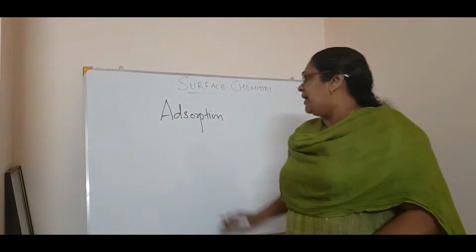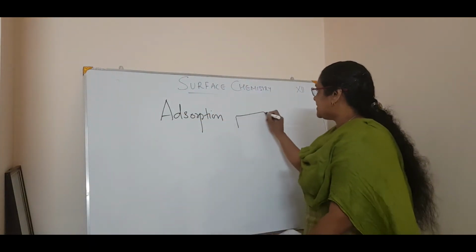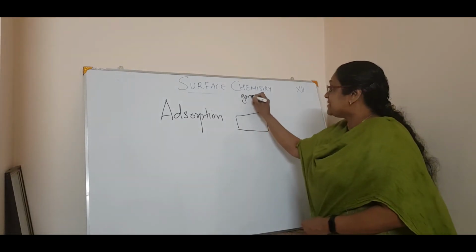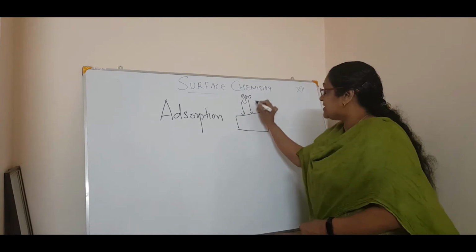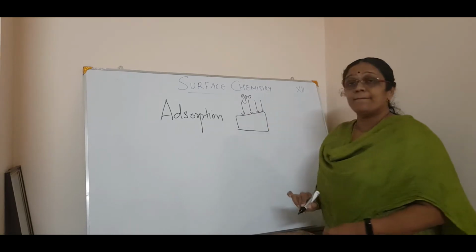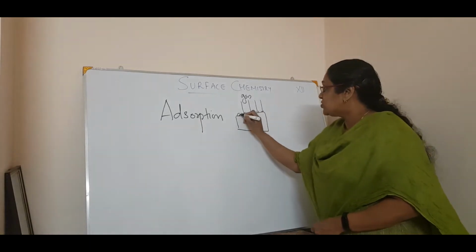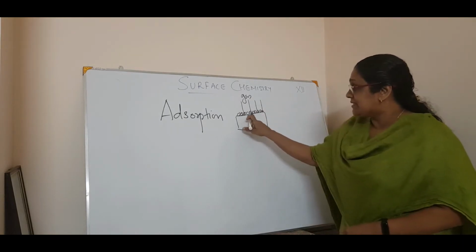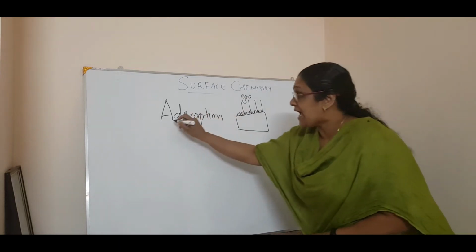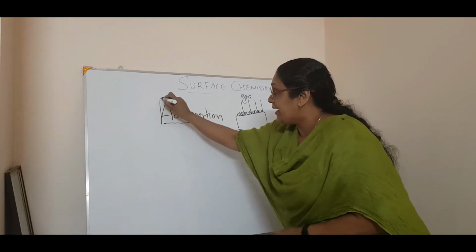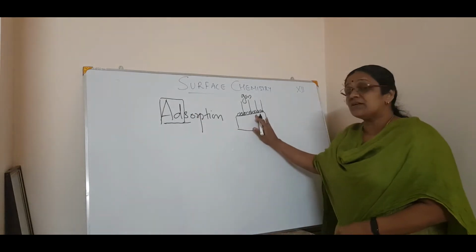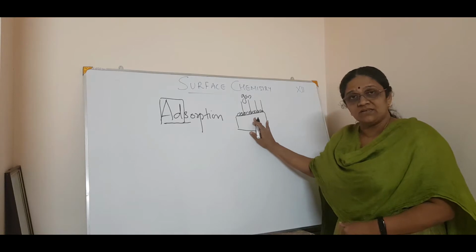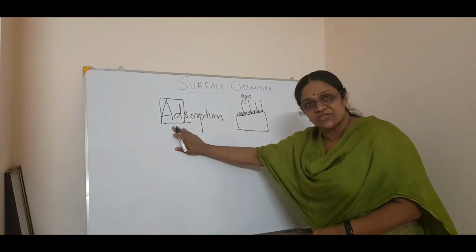Okay, for example, if I have a solid substance here, say, imagine a solid substance, and imagine gas is sitting on the surface of the metal or a solid substance. So here it is the gas. Okay. Now what I will say, this gas molecule is adsorbed on the surface of the solid substance or a metal, for example, a metal. So that is called as adsorption.